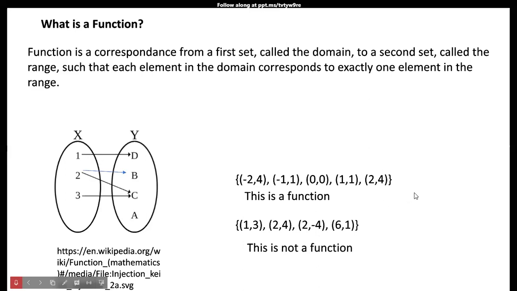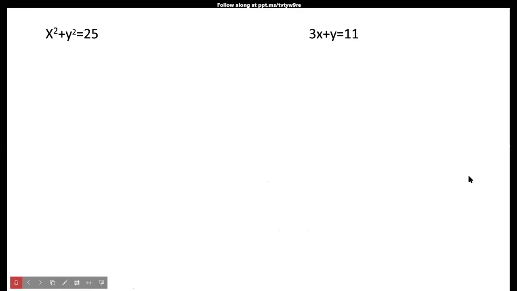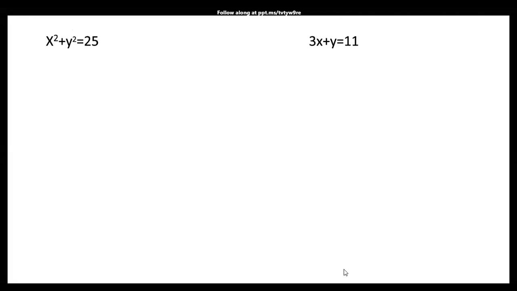The other way we can evaluate if something is a function is if we have equations. With equations, the best way to approach this is to solve for y, and then you can evaluate if one value of x gives you a single value of y or two values of y. In this case, we have x squared plus y squared equals 25. We're going to solve for y, so we subtract x squared from both sides. We get y squared equals 25 minus x squared.